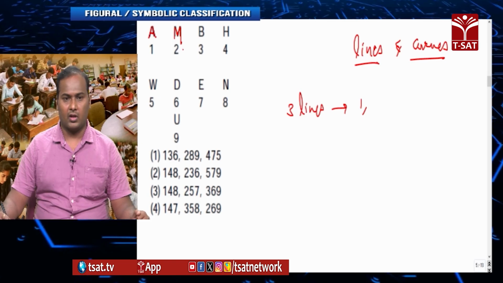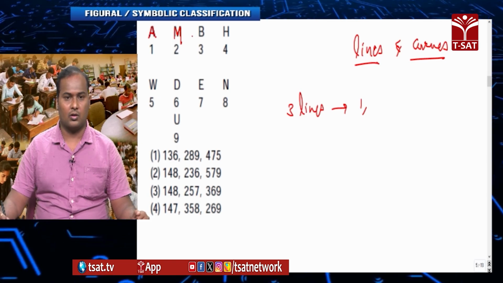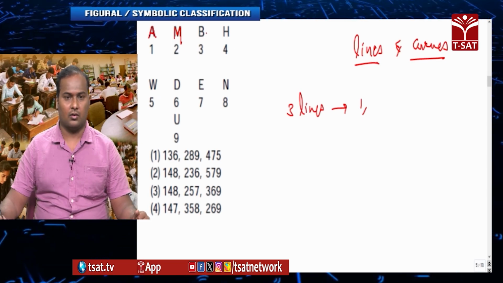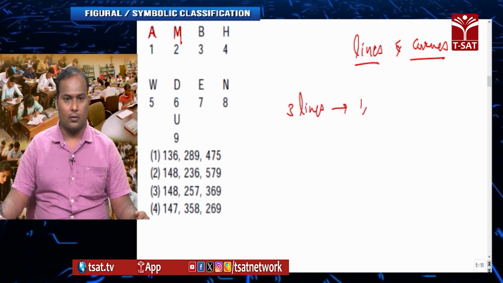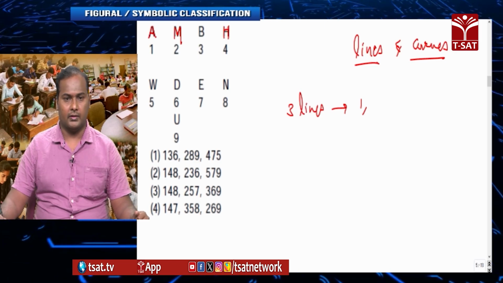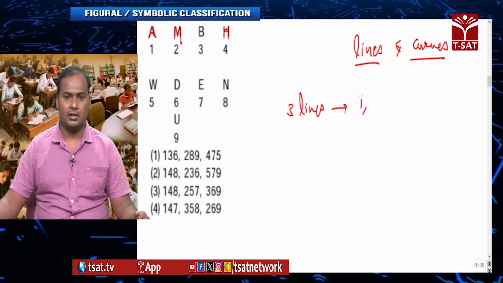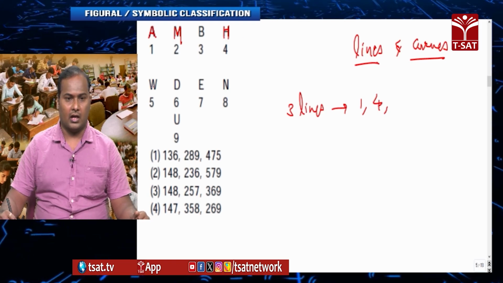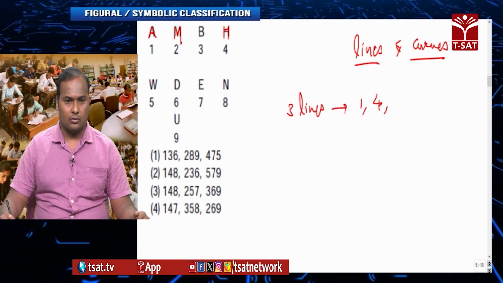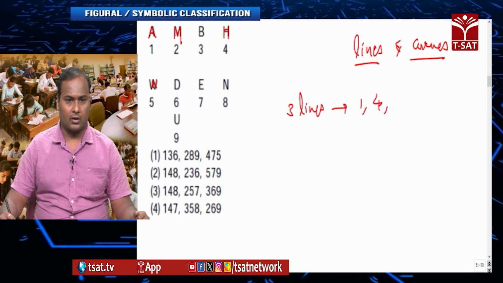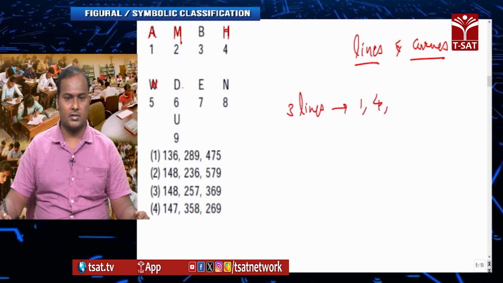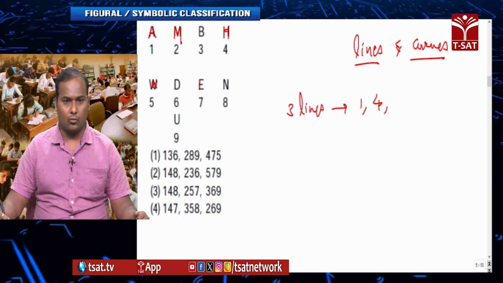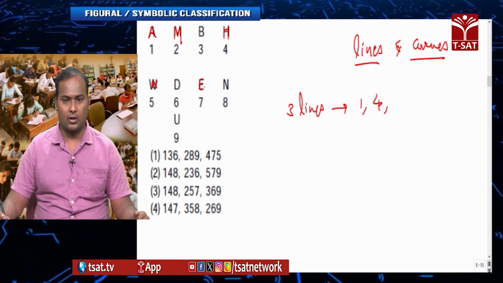Next one, M. Already we know it is formed with 4 lines, so not possible. B, curve is there, not possible. Come to H now, 1, 2, 3. So here also we are having how many lines? 3 lines. So again 4. Then W, in W also 1, 2, 3, 4 lines are there. D, curve is there. E, again 1, 2, 3, 4 lines are there.